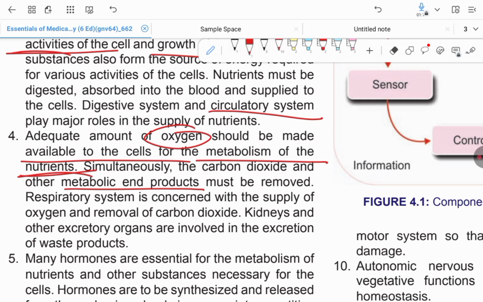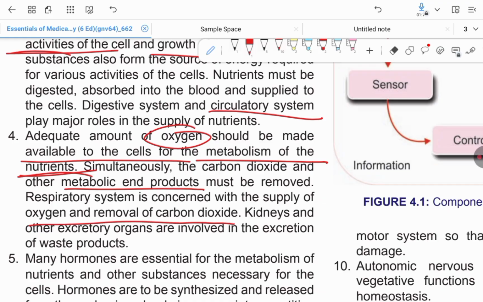This carbon dioxide is toxic to the tissue and must be removed from the tissue. The respiratory system is concerned with the supply of oxygen and the removal of carbon dioxide. This function of supply of oxygen and removal of carbon dioxide is done by the respiratory system.